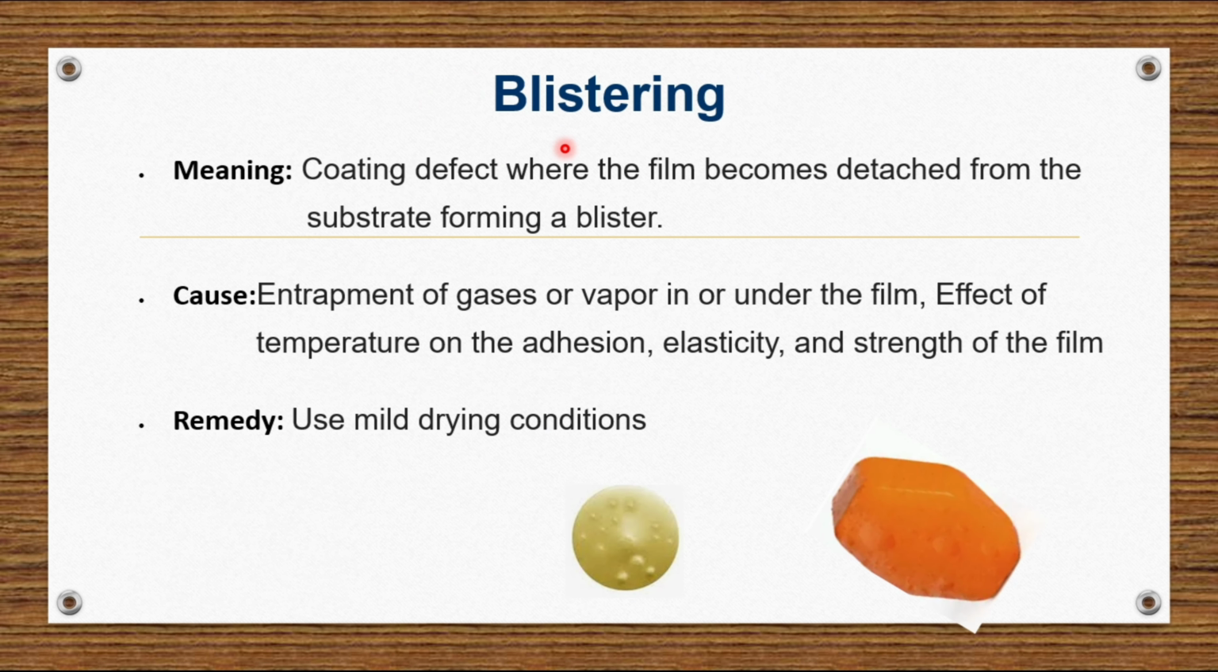What is blistering? Blistering is a coating defect where the film becomes detached from the substrate, forming a blister. When this blistering kind of defect occurs, the tablet looks like it has blisters. What could be the cause? Entrapment of gases and vapor in and under the film, effect of temperature on the adhesion, elasticity and strength of the film. What is the remedy? Use milder drying conditions.